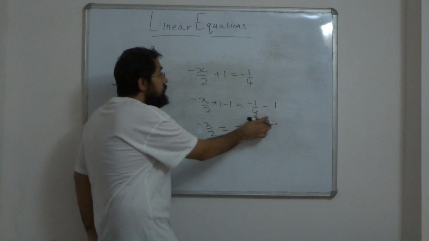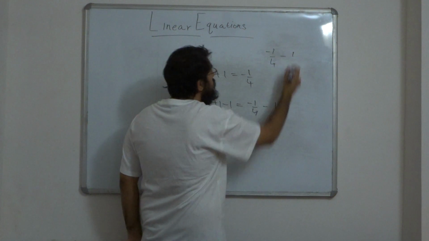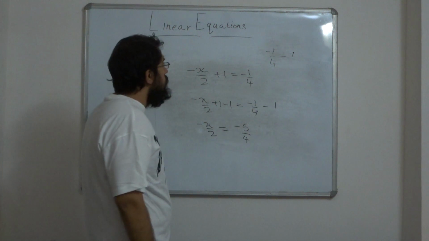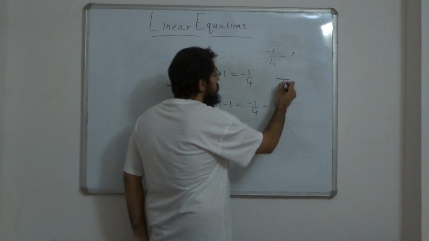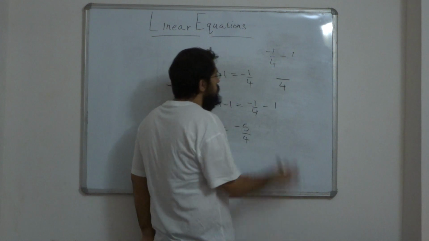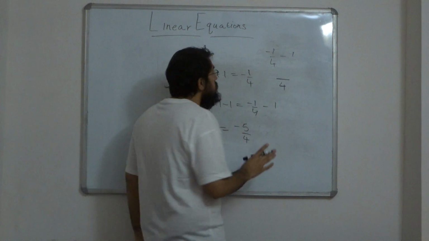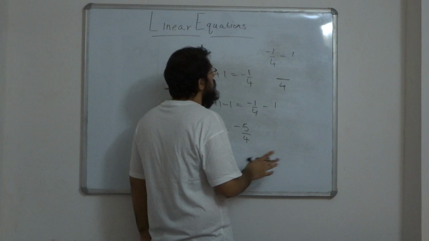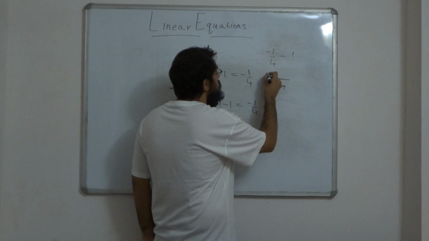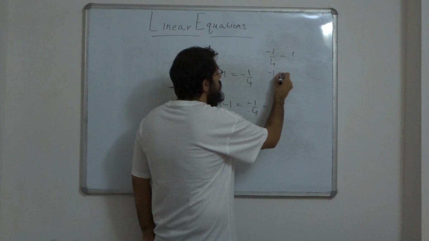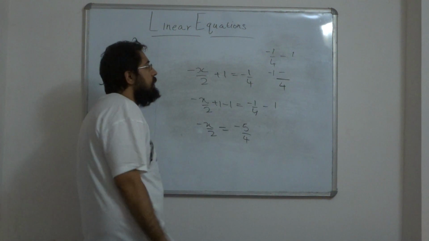Now these are two fractions. So you have 1 upon 4 minus 1. Now obviously, what is the LCM here? The LCM is obviously 4. So 4 divided by 4 gives you 1, then you multiply by negative 1, and you get negative 1. Now you have a minus sign, so a minus sign has to be a minus sign.